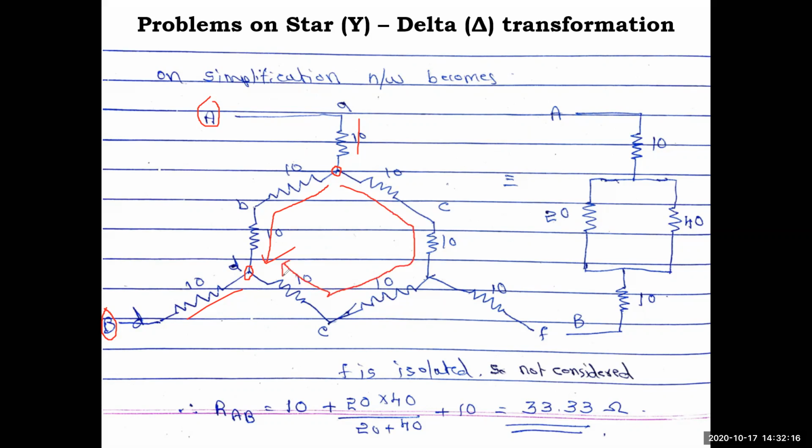Okay, coming over here, this point, right? Current will flow in this direction and this direction. Whereas this node F is an isolated node. Okay, it is not connected here or closed. That's why you can discard this node. Okay, it does not play any role in calculating the equivalent resistance. So F is isolated, so it is not considered.